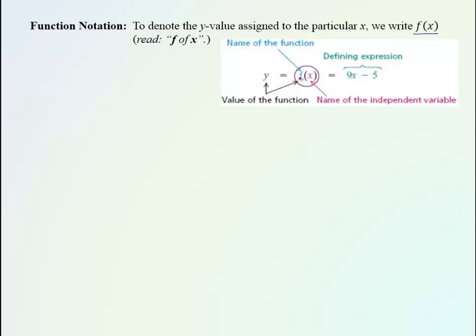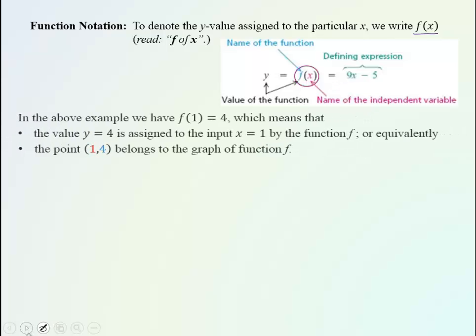What is the input and what is the output? The input is x, that's the independent variable. The output is f of x. F is the name of a function and f of x is the value of the function, the same as y. Usually f of x is defined by a certain expression, so that's, for example, the defining expression of some linear function.